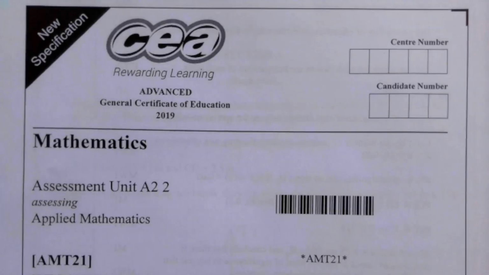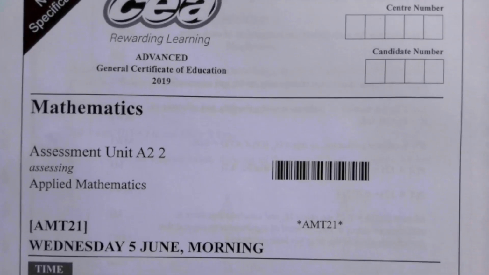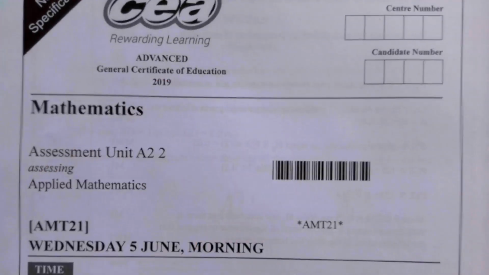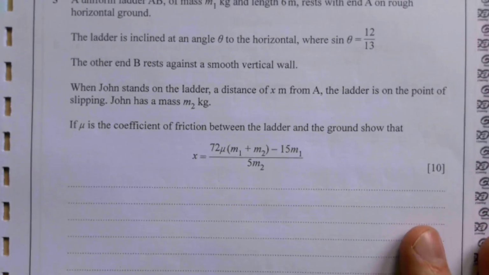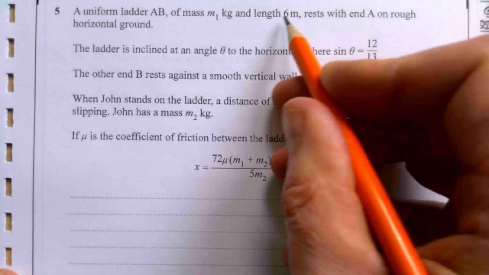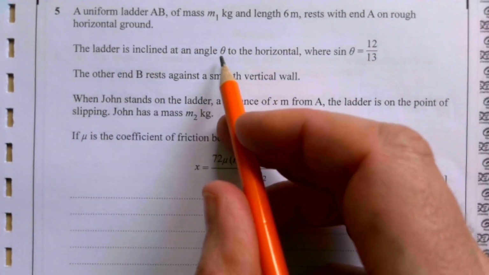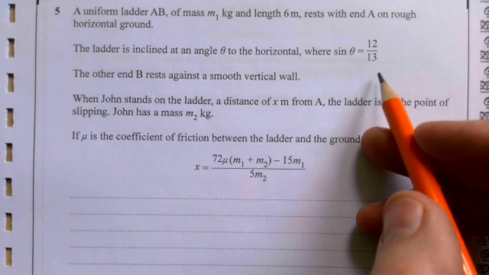This is another equilibrium and moments question from this particular past paper from CCEA. So this one's from June 2019. It's obviously the applied paper, and this then is question 5. It says a uniform ladder AB of mass m1 kilograms and length 6 meters rests at A on a rough horizontal ground. The ladder is inclined at theta to the horizontal where sine theta is 12/13.